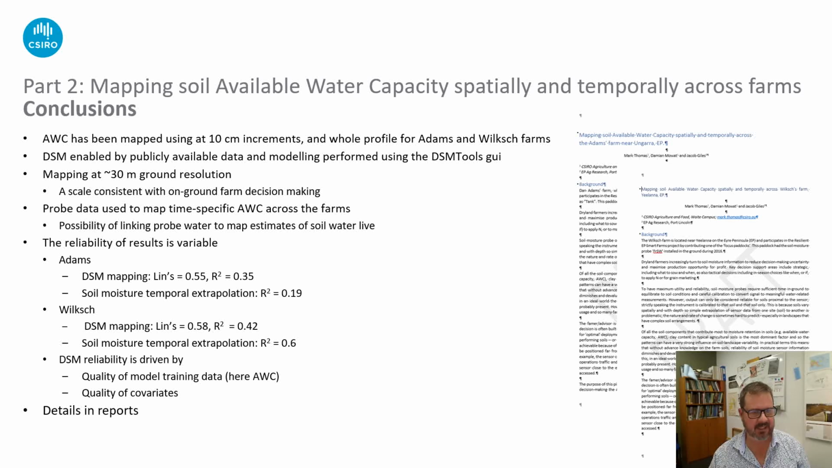For Adams, the model did reasonably well, but the moisture extrapolation was poor. For Wilksch, the model did generally better, and for some reason soil moisture extrapolation was much stronger. DSM reliability is driven by the quality of the model and training data. Here we use that AWC data. So we use that lab data as gospel honest truth that is right. We can review that. And also the quality of the covariates. How well do those covariates predict across that landscape?